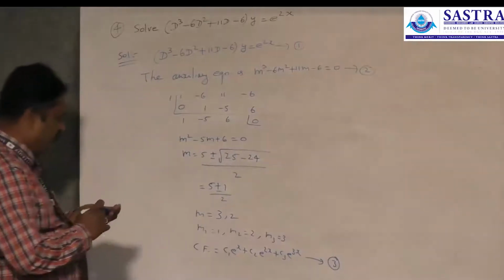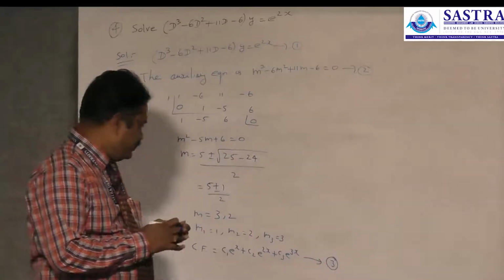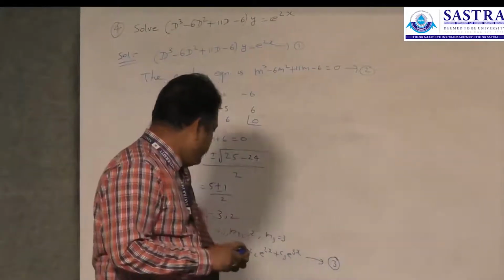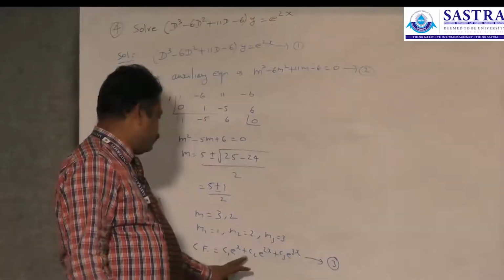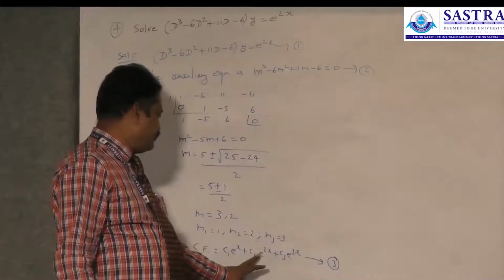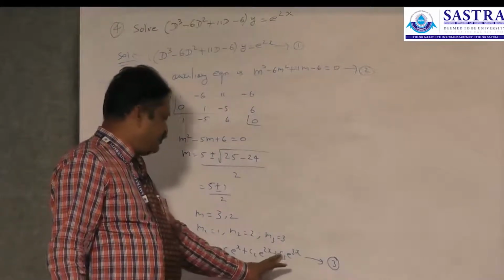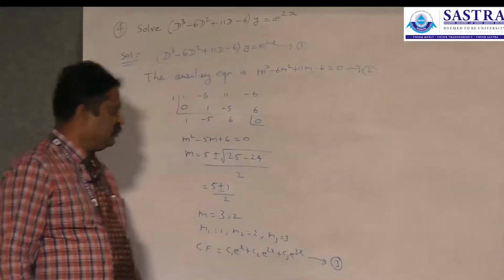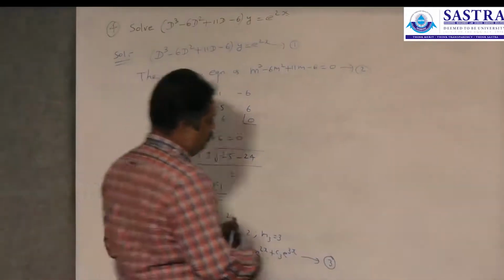So, m1 is equal to 1, m2 is equal to 2, m3 is equal to 3. Therefore, the complementary function is c1 e to the power m1x, that is c1 e to the power x, plus c2 e to the power m2x, that is c2 e to the power 2x, plus c3 e to the power m3x, that is c3 e to the power 3x. Now let us find out the particular integral.